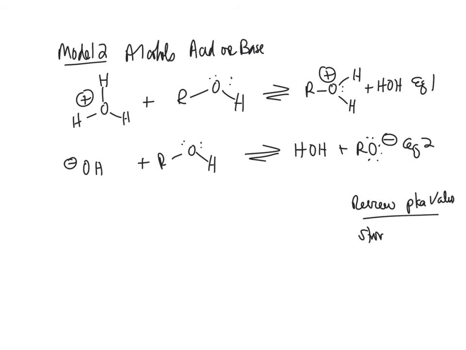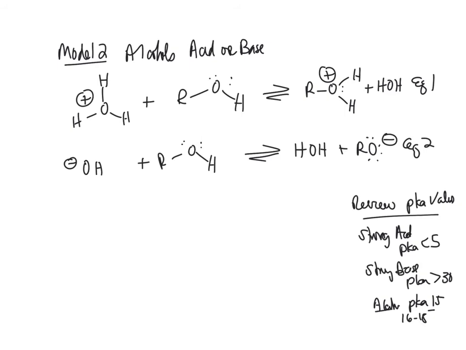So a strong acid has a pKa of less than 5. A strong base has a pKa of greater than 30. And alcohols have a pKa of 15, which I always say 16 to 18 to be exact. Alcohols have pKa's from 16 to 18. So you might as well just do that. Okay, consider the review information about pKa values in Model 2.